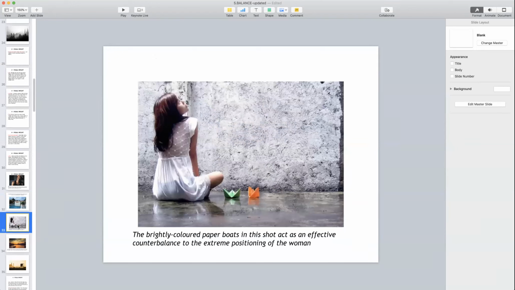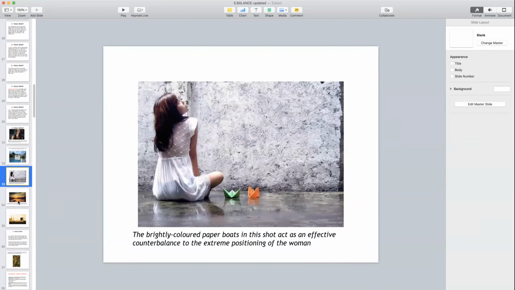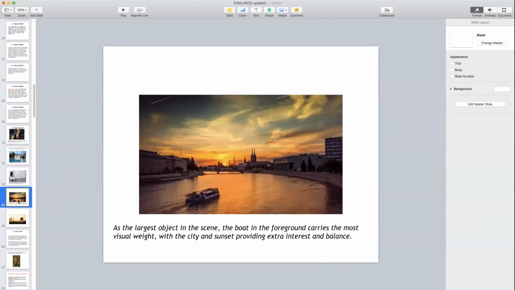ये photograph हम लोग discuss कर चुके हैं. एक और important term जो अभी हमने ऊपर बात की है visual weight की, इसमें boat जो foreground के अंदर है, this is a normal shot taken maybe with a 50 mm or 25 mm lens, because it is a wide angle, so maybe 25 mm, but it is not closer to the boat. Look at the photograph. It is not closer to the boat, but still being in the foreground, it gets importance. So as the largest object in the scene, the boat in the foreground carries the most visual weight, with the city and sunset providing extra interest and balance.